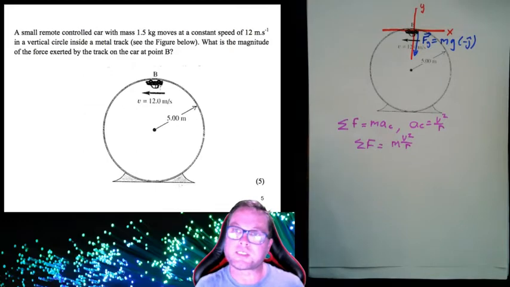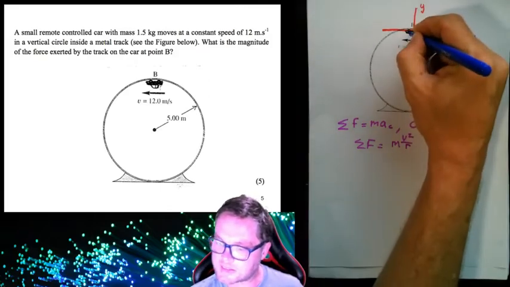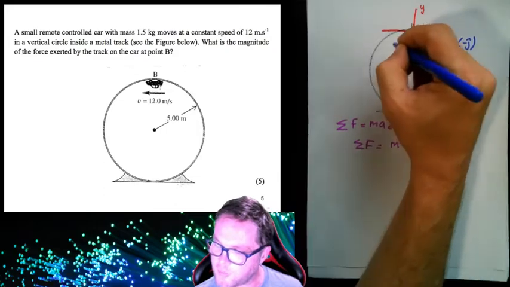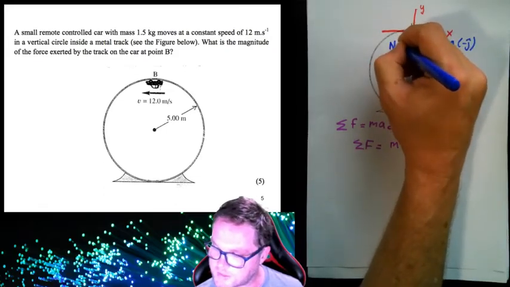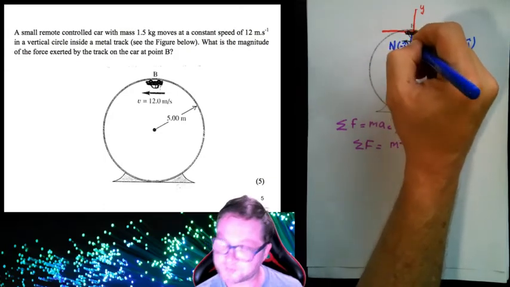The second force that we need to draw in is the normal force, and this is going to be the force exerted by the track on the car. In this case the track is going to be pushing downwards on the car, and the normal force is going to be pointing in this direction. So it's also going to be pointing in the minus j hat direction.